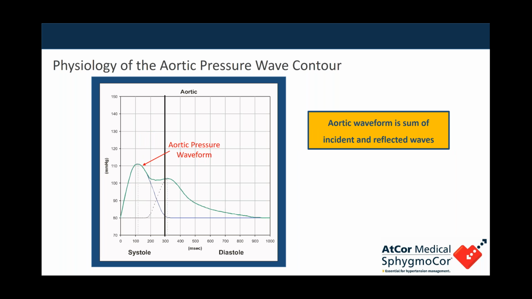So the actual aortic waveform represents the sum of both the incident or outgoing wave and the reflected or incoming wave. And you can imagine that the timing of these waves and the amplitude of these waves affects the central blood pressure and subsequently derivatives of that central blood pressure and what the end organs are seeing, and is prognostically significant, as we'll show.